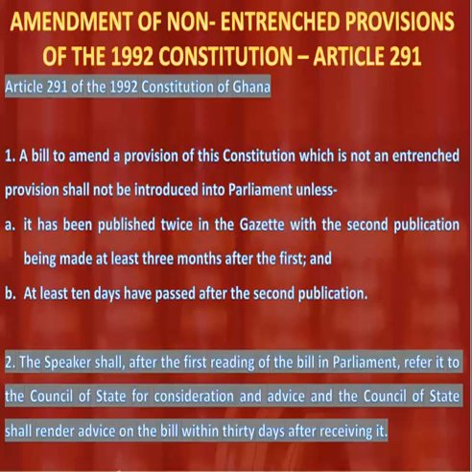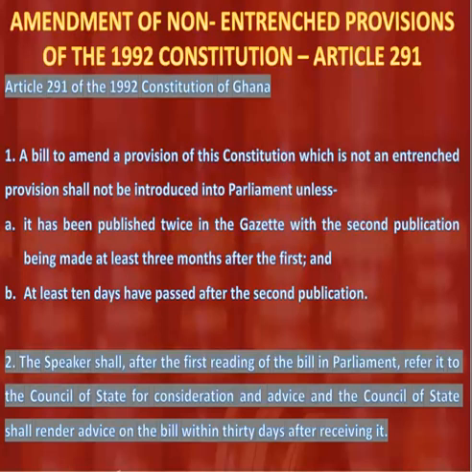And so, if you want to amend a non-entrenched provision of the Constitution, the first step is that you must publish the bill in the Gazette twice. Now, when you publish the bill in the Gazette for the first time, the second publication must come at least 3 months after the first publication. And then also, the bill shall not be considered in Parliament until at least 10 days have passed since the second publication.